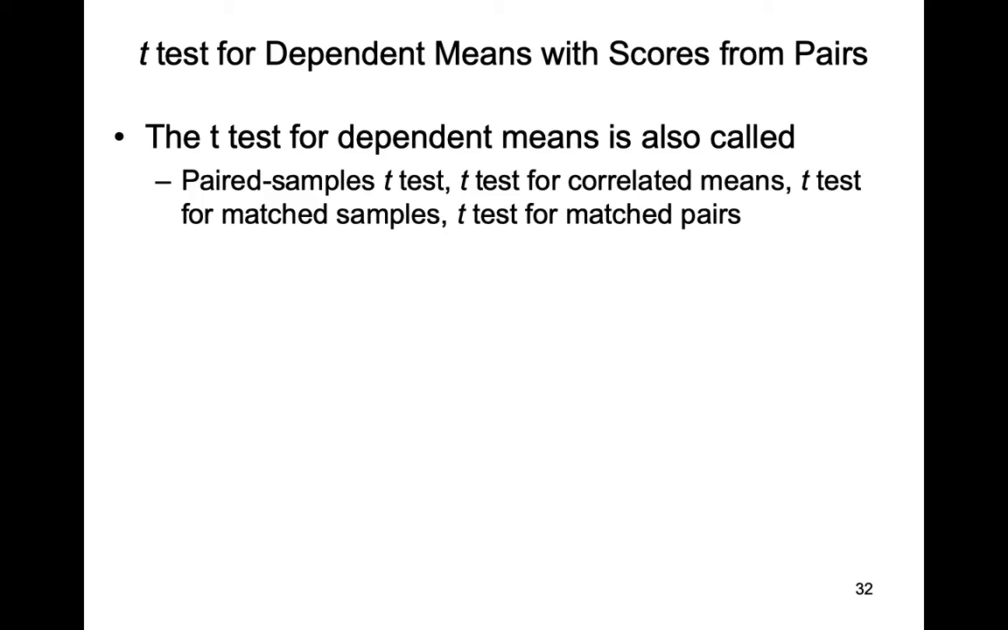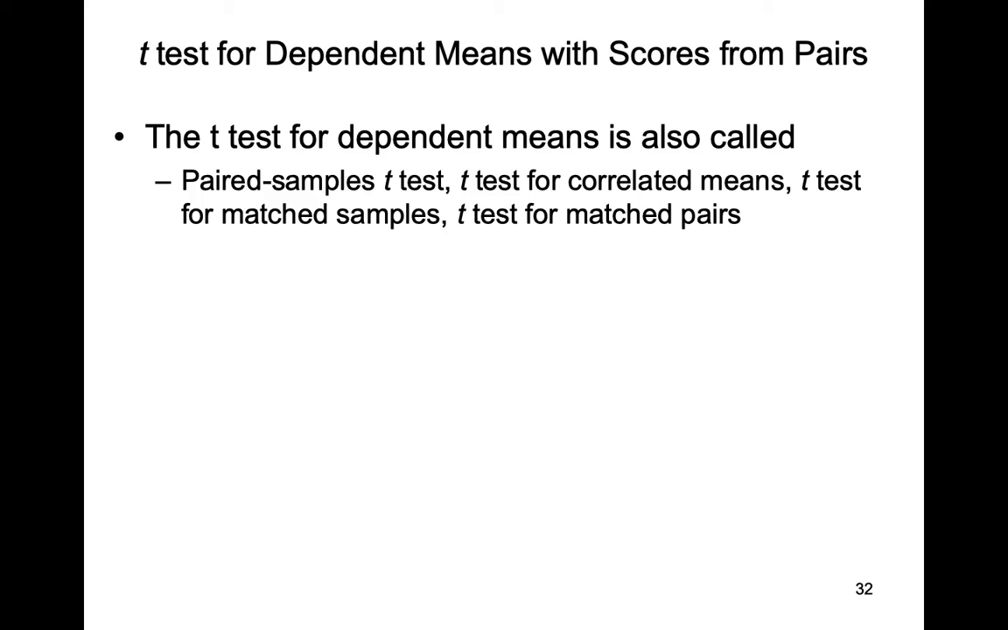A t-test for dependent means goes by several different names. So another name is a paired samples t-test, also a t-test for correlated means, a t-test for matched samples, or a t-test for matched pairs. It's all the same. It basically means that we've got 2 scores, and these scores are related in some way. They can be related because they come from the same person, or they could be related because each score comes from one member of a pair or a dyad.